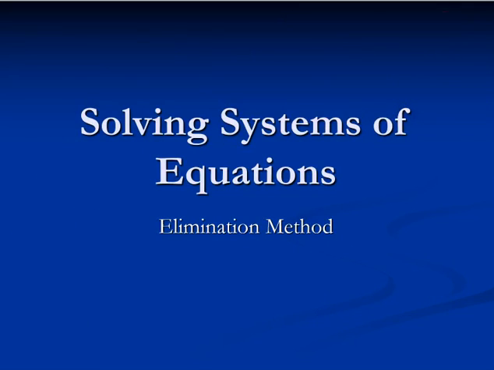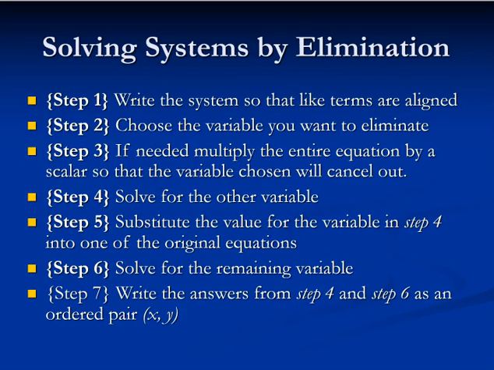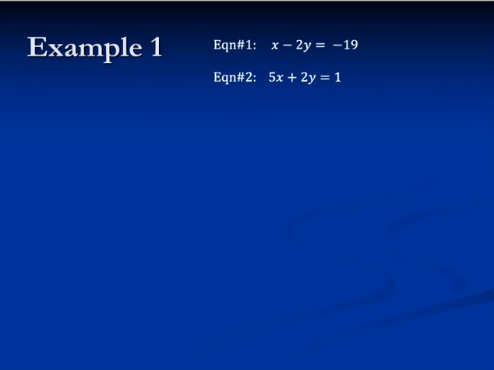So our last method is solving linear systems using the elimination method. So in the elimination method, we're asked to write the system so that like terms are aligned. That means x's over x's, y's over y's, equal signs over equal signs, and constants over constants. Then we choose a variable we want to eliminate. We modify the equations so that it does eliminate. That means get matching coefficients and opposite signs so that they'll cancel. And we'll solve for one variable, plug back in to get the other, kind of like we did with the substitution method. Again, that's the explanation. Let's see it in action.